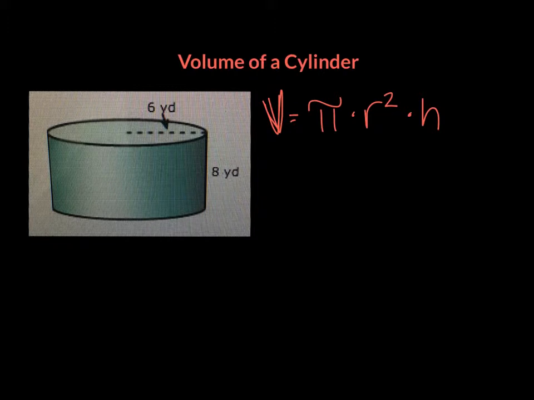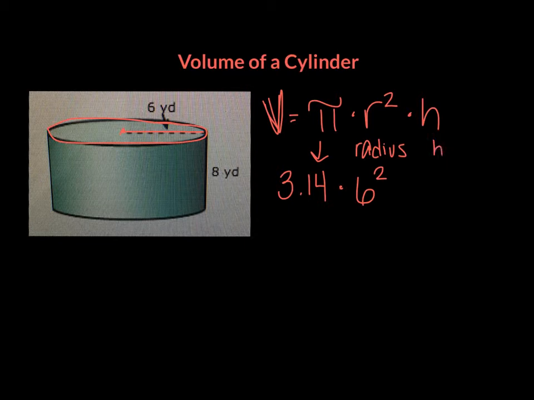So let's pick this apart. We know that pi is always going to be 3.14 for problems like this. R stands for the radius of the circle. So what we want to do is come over here to our picture. You can see the circle up top, and remember, radius is just halfway across. So it looks like they gave us the radius here as 6. So in this spot we're going to put a 6, and we'll have to remember to square it before we continue going.